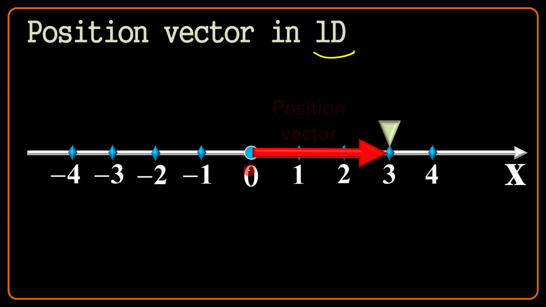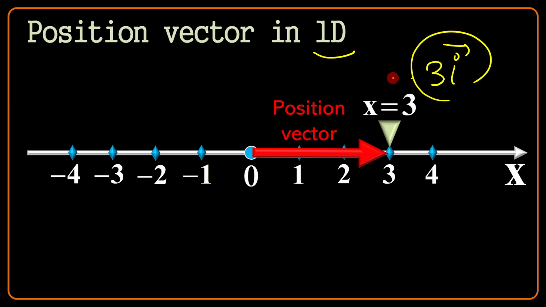So the position vector will be 3. That's all, x equals 3. Basically, I should write it as 3i, and it must be a vector like r. But as we know that it's confined to move on the horizontal axis, we know that it's always on the horizontal axis, so I can eliminate i and easily write x equals 3.